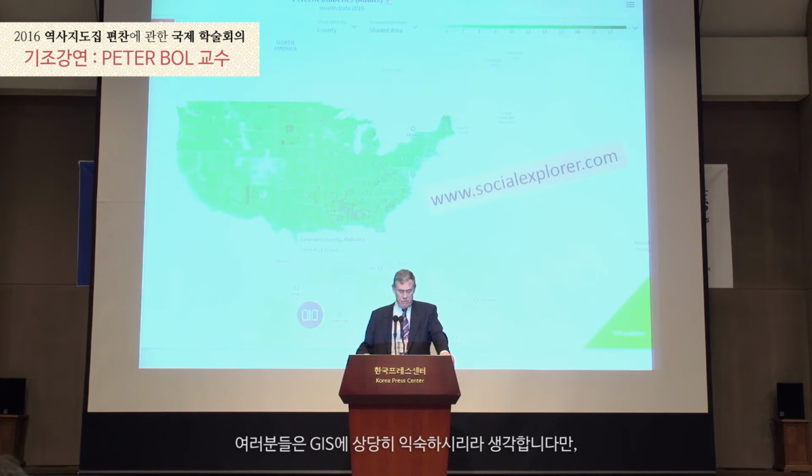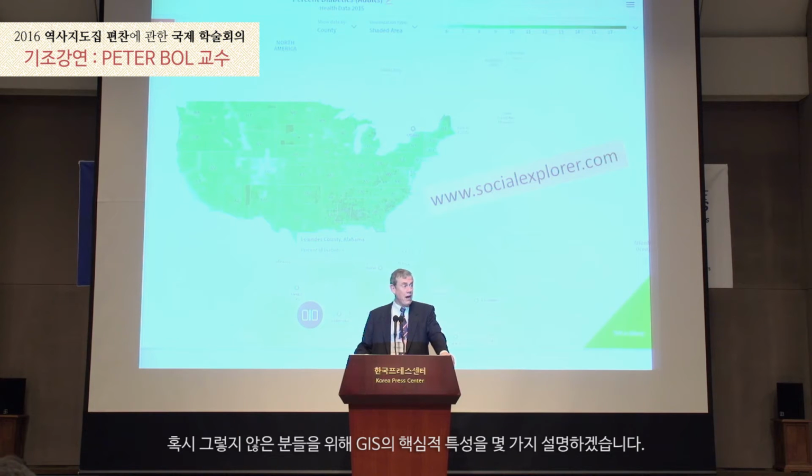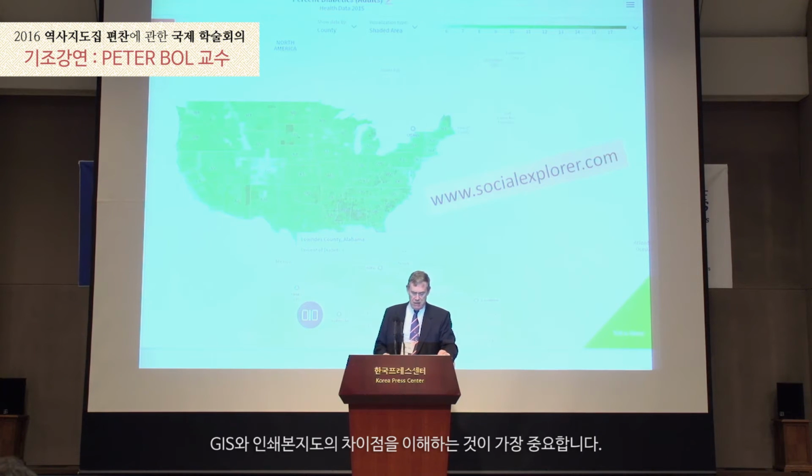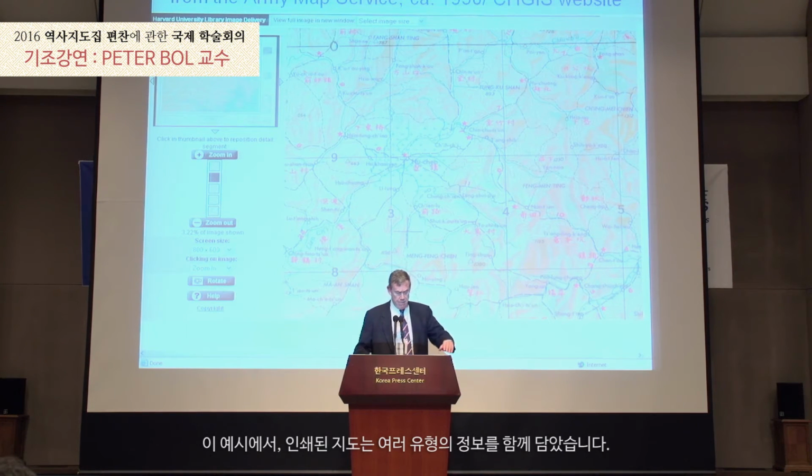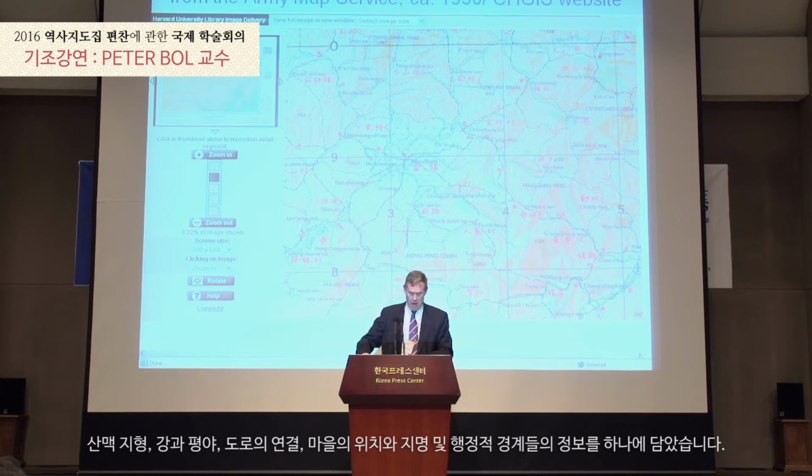I'm sure that most of you are well acquainted with GIS, but for those of you who are not, let me say a few things about its key features. The most important thing is to understand the contrast with the printed map. In this example, a printed map puts together several kinds of information: the terrain of mountains, rivers, plains, the communications networks of roads, the location and names of villages and towns, and administrative boundaries.